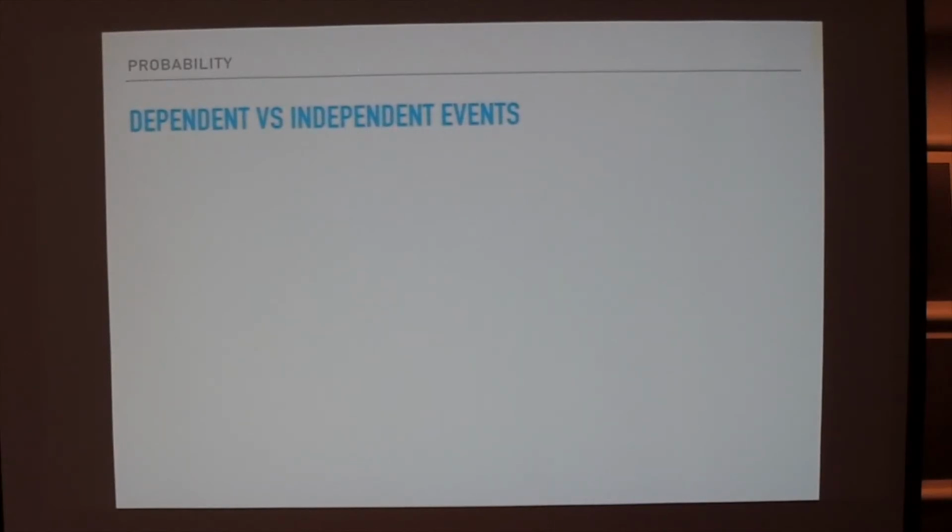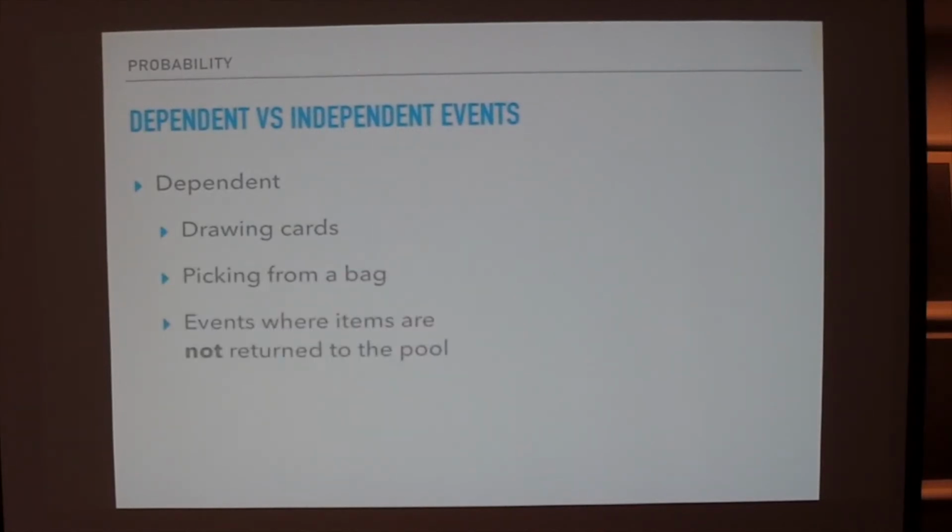Okay. So what we're talking about here are dependent versus independent events. Dependent events are things like drawing cards, picking from a bag, that sort of thing. What it means is that the thing you're doing is not returned to the pool of possible things, right? Now they can be, if after every card draw you reshuffle the deck, then the probability is back to what it was. But that's not how most card games work. You don't reshuffle the deck after every card draw, right? So those are dependent events.